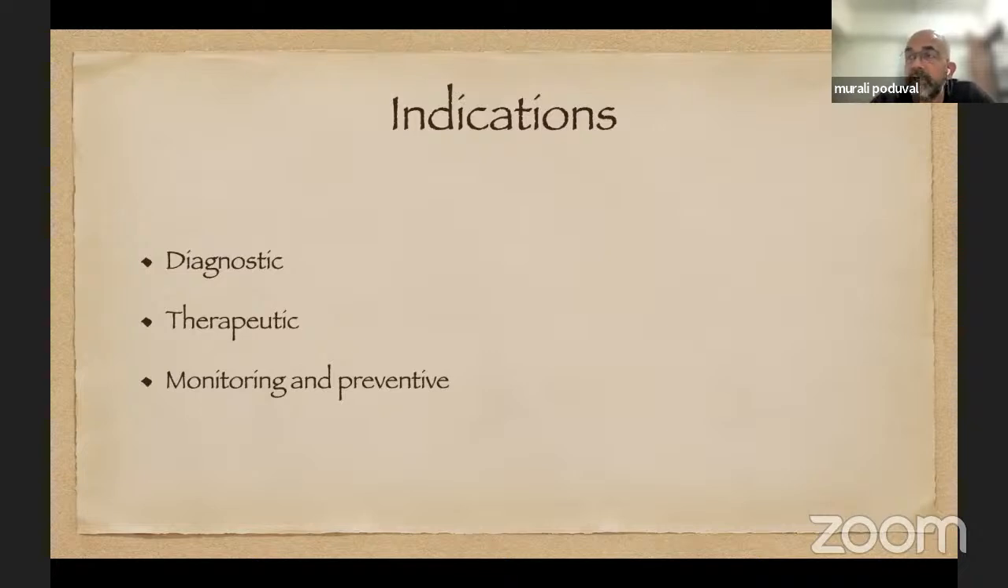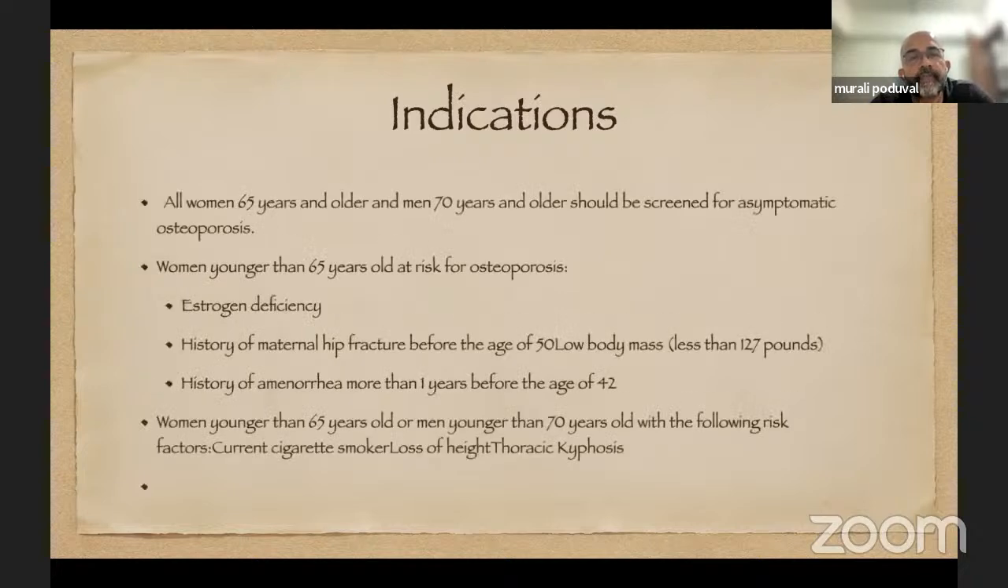Therapeutic, in which you do Dexa as a baseline study before instituting anti-osteoporotic medication in patients with or without fragility fracture. Monitoring and preventive is more towards population health initiatives, and of course at defining risk of a given population and the risk level for a given population for intervention for public health policy.